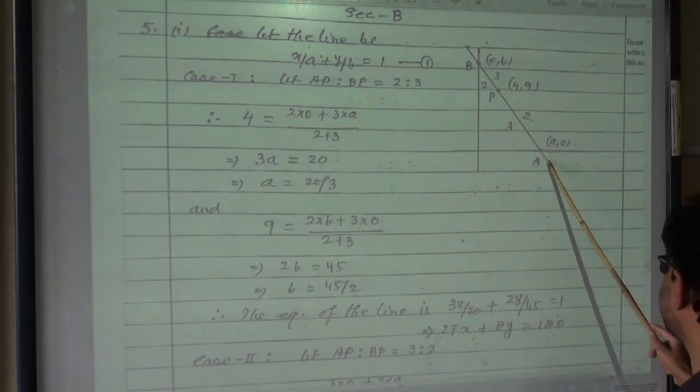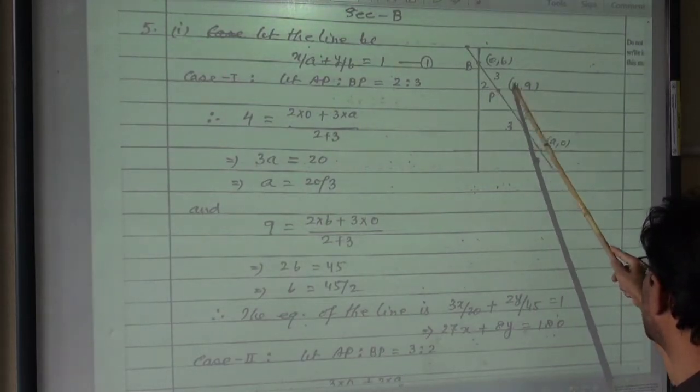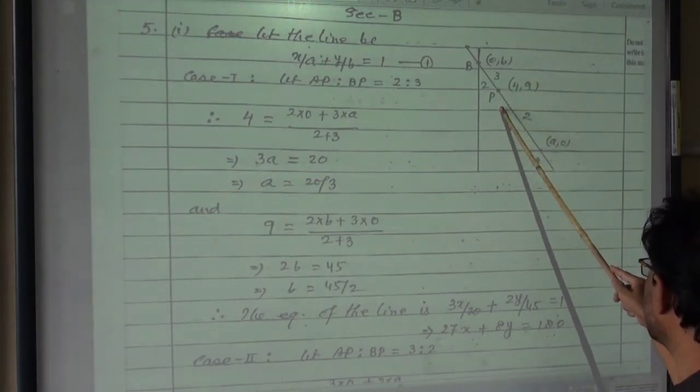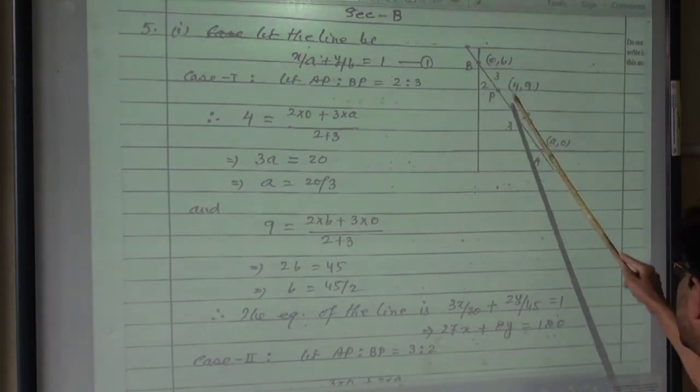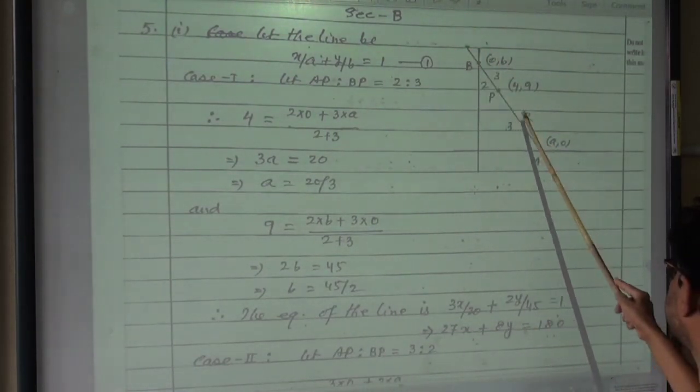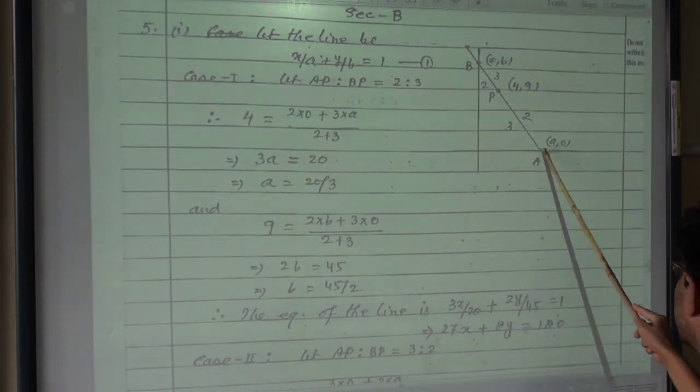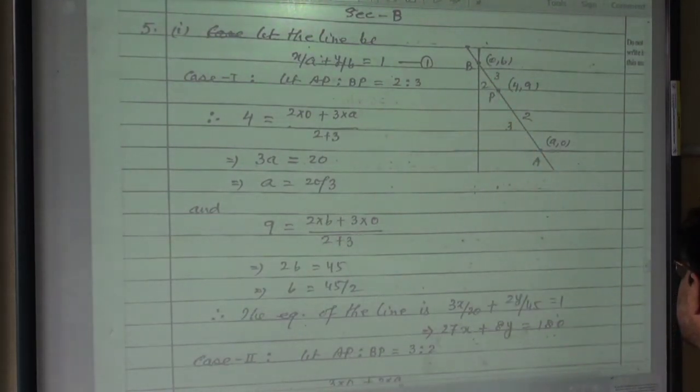This question: one line passing through this point 4, 9, and we produce the line, it is intersecting at 2 points A and B, on x-axis A, on y-axis B. If the ratio is 2:3, you have to find out the equation of the line.